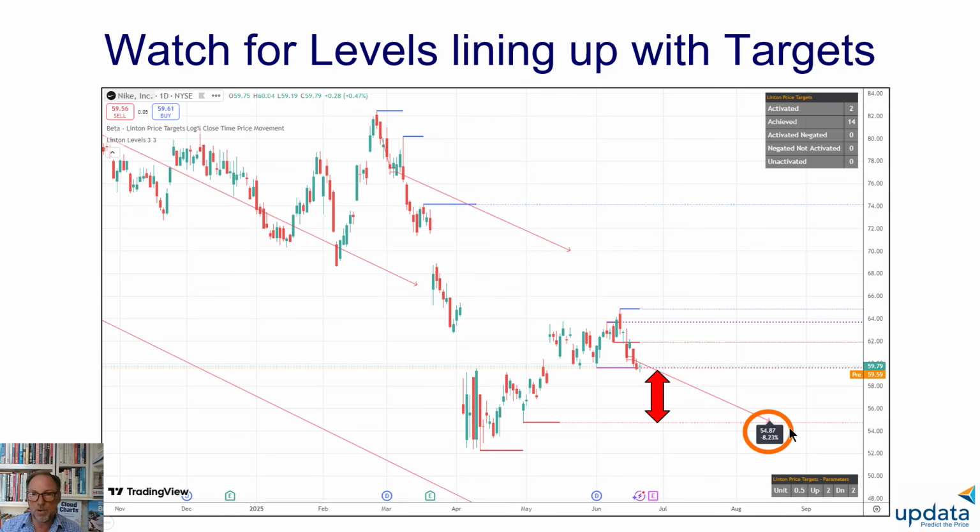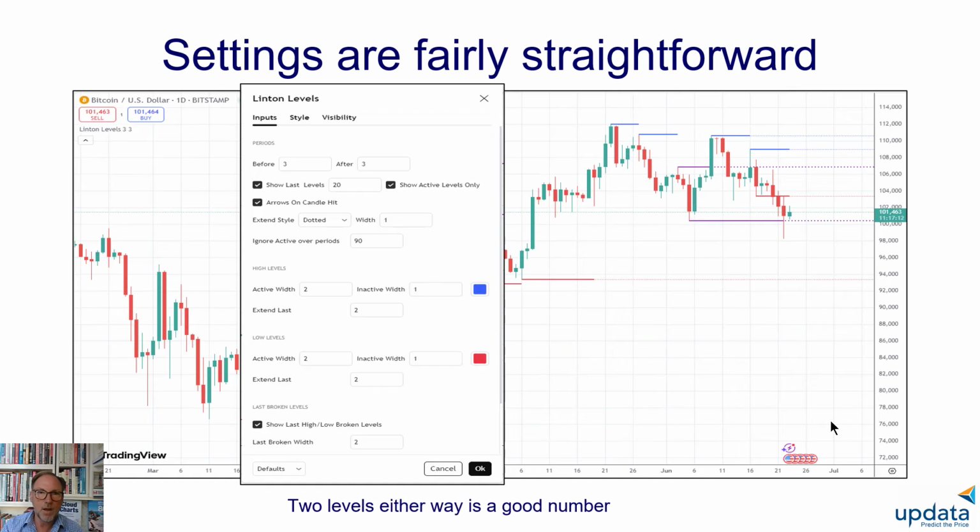We want to see price targets and critical levels lining up. And so these levels are really, I think, a part of using the targets. The settings are very straightforward. The default is set as 3 bars before and 3 bars afterward. You could change it to 4 or 5 or 1 or 2, whichever you want, but 3 is what I use. And you can configure to show more of these lines.